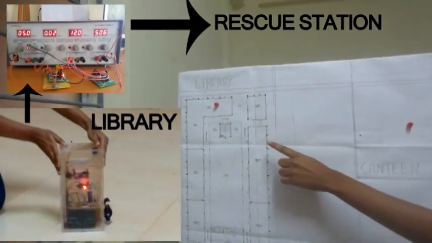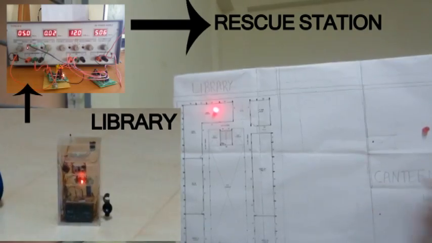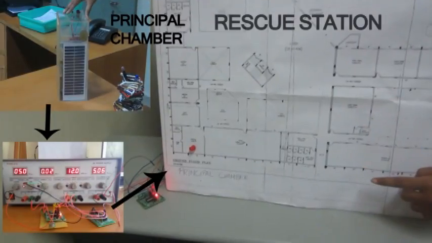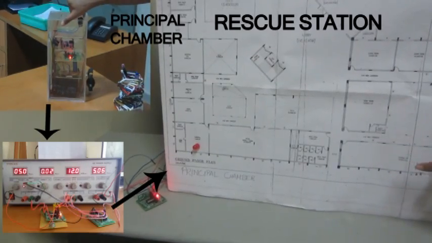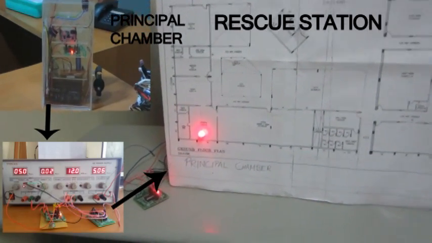One of our teammates is in the ground floor library and the others are monitoring the rescue station. Similar to the pressure sensor, the auto manual switch also sends a distress signal to the rescue station if all the other sensors fail.